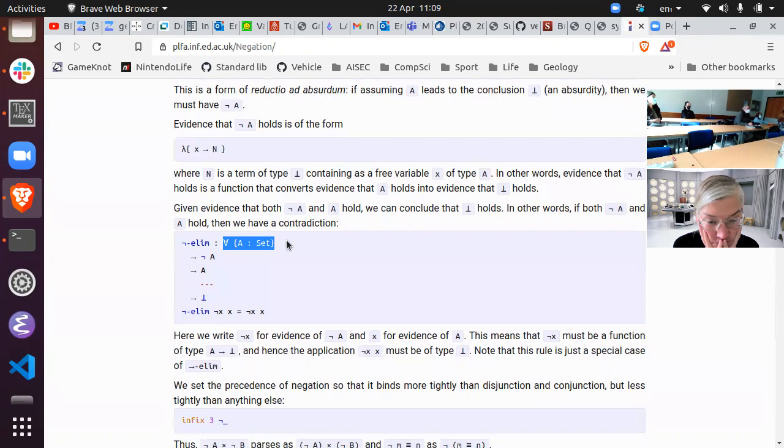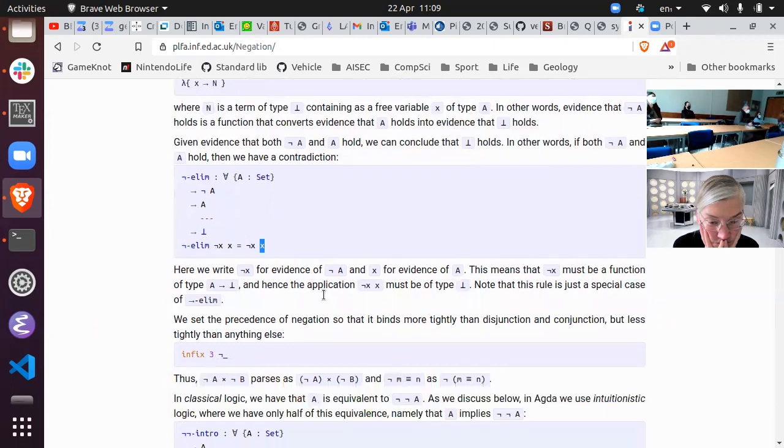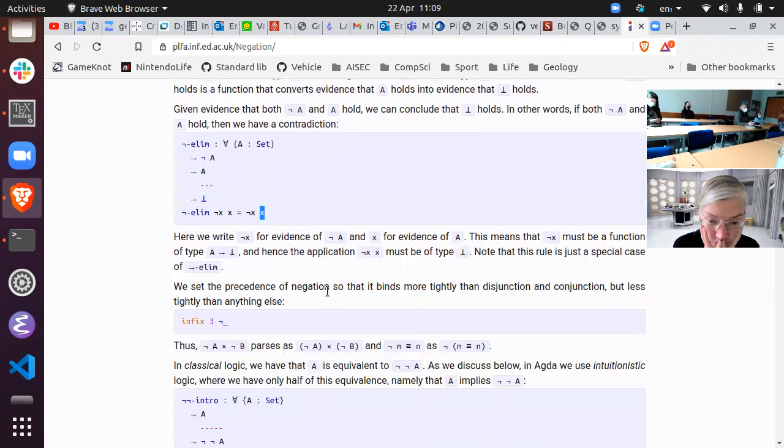Then they talk about contradiction, or bottom elimination. It says, well, if you have not A, so a function from A to bottom, and you have an element of type A, then you can produce a type bottom fairly obviously by applying the proof of not A to the element of A that you have. And therefore you can derive something of type bottom.